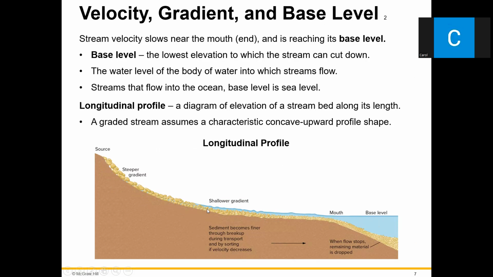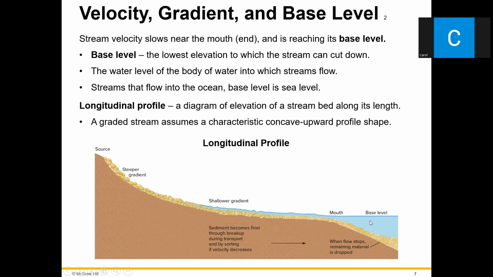It gets down here, it's going to slow down, and right here, it's going to drop its heavier load. So it's dropping its boulders and things here, and then it's going to drop its gravel over here. Maybe it's too slow and it can't carry the sand, so that's dropped. It gets out here, it's really slow, but there's a little bit of motion. Maybe it's dropping its silt, and then when it gets out to the lake or the ocean, the only thing left is clay that eventually will settle out as well.